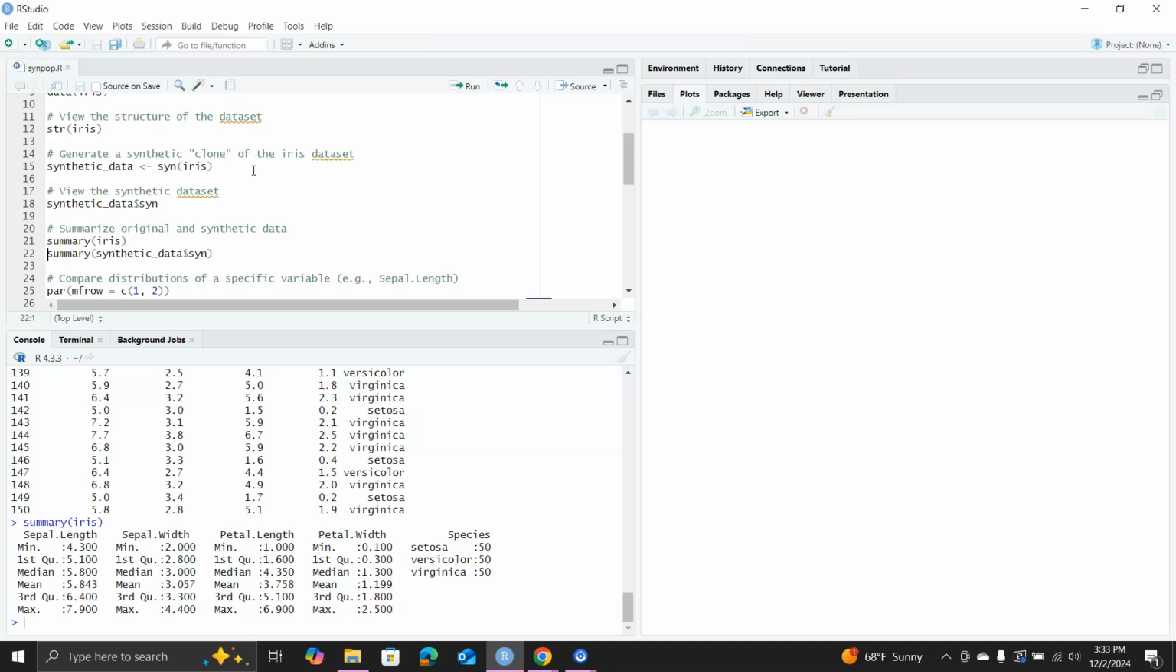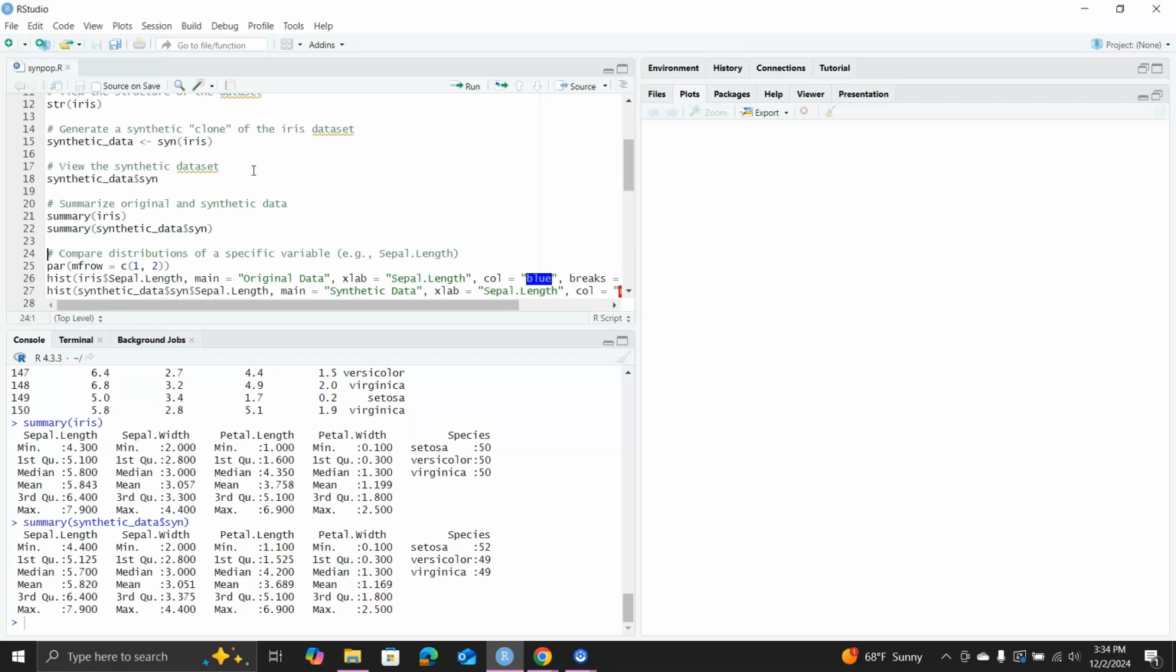Okay, let's take a look at the summary. You can see this is a summary of the iris dataset with the 5 variables: the minimum, the first quartile, median, mean, third quartile, and the maximum. Let's take a look at the synthetic dataset one. You can see the 7-point statistics about the distribution of each variable. They're almost identical, right? So not very far away.